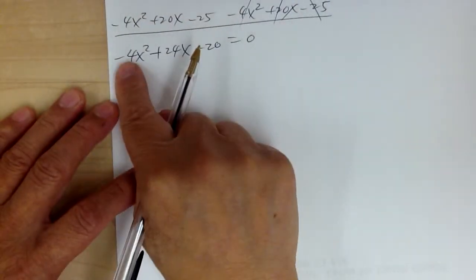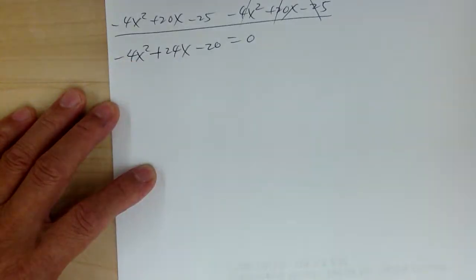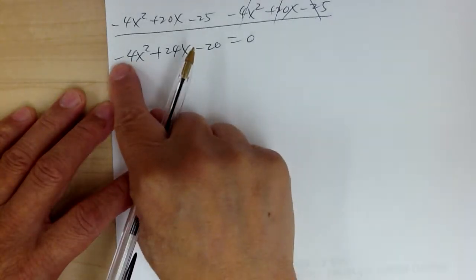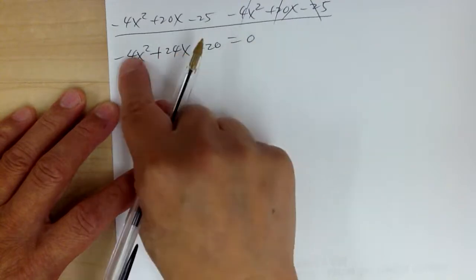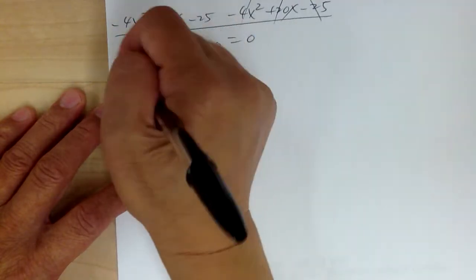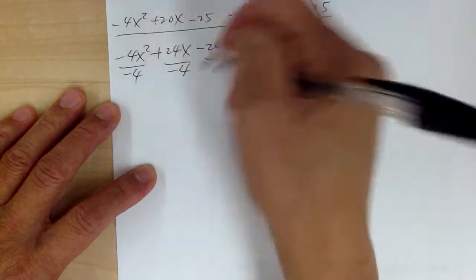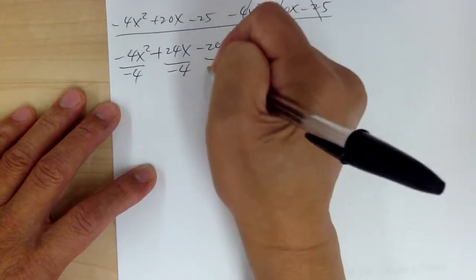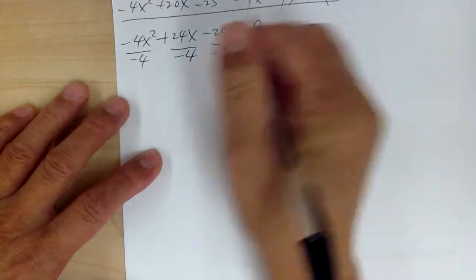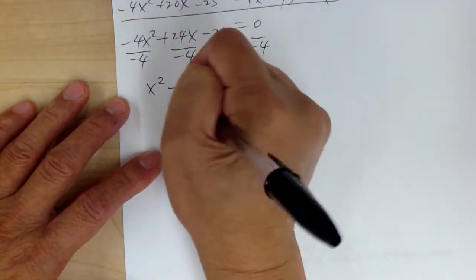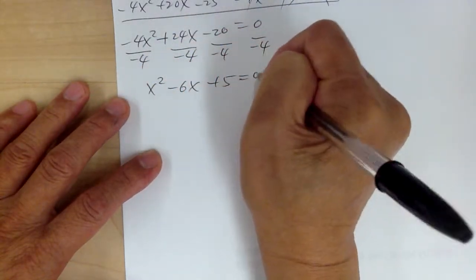Okay, now again, I don't want to have a negative. So what I'm going to do is, I'm going to get rid of the negative and the 4 at the same time. Notice all these are multiples of 4. So I'm going to divide everything by negative 4. Again, you can do whatever you want. You can multiply, you can divide, whatever to simplify. So divide everything by negative 4. So I get x squared minus 6x plus 5 equal to 0.